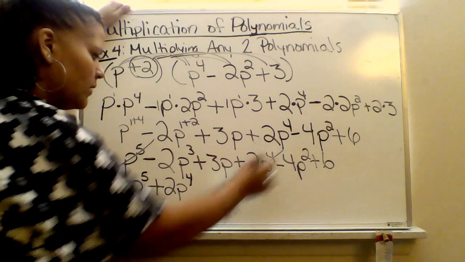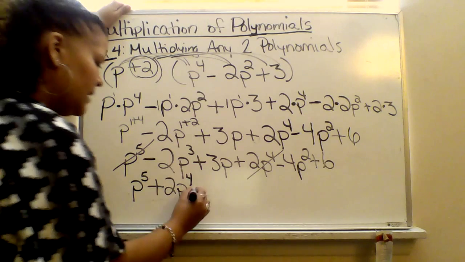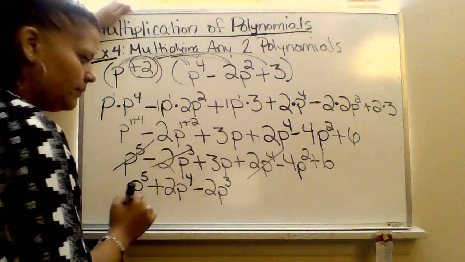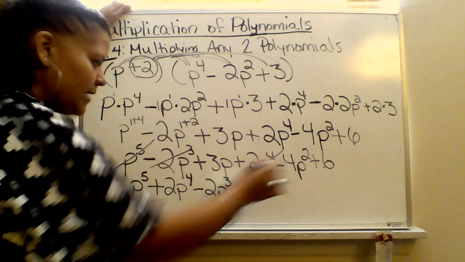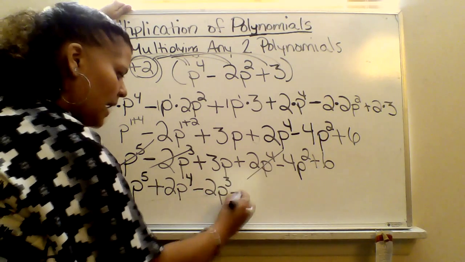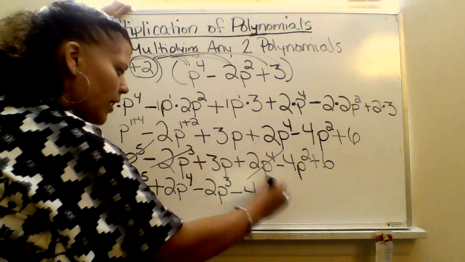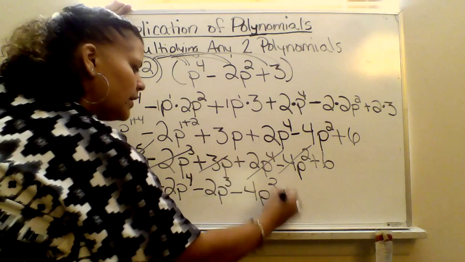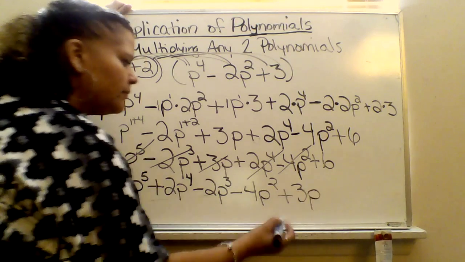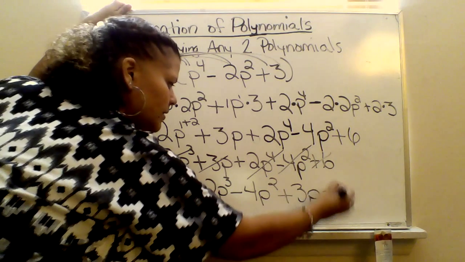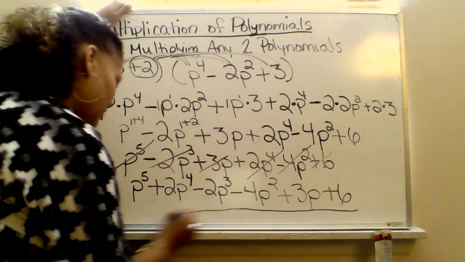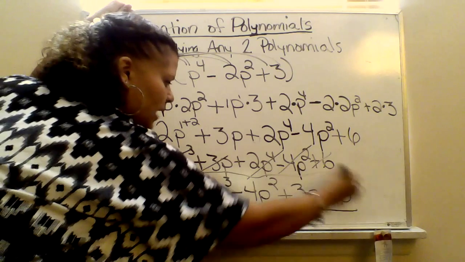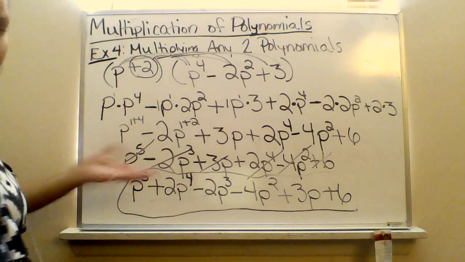I used this one already, so now I have minus 2p to the 3rd. I have a square here, so it's minus 4p squared. And then I have plus 3p. And then my constant, plus 6. So this right here is the result you would get when you're multiplying two polynomials together.